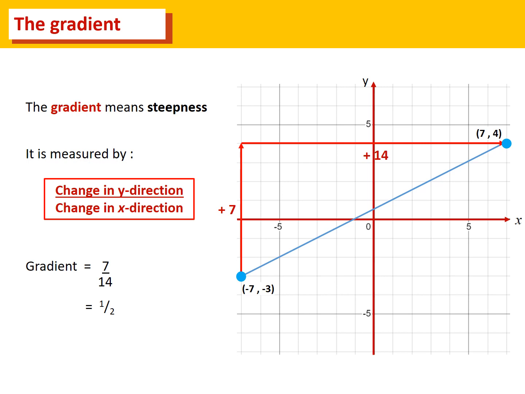Alright, the gradient of a half means it's not quite as steep as our previous 2 lines, which had gradients of 2 and 3.